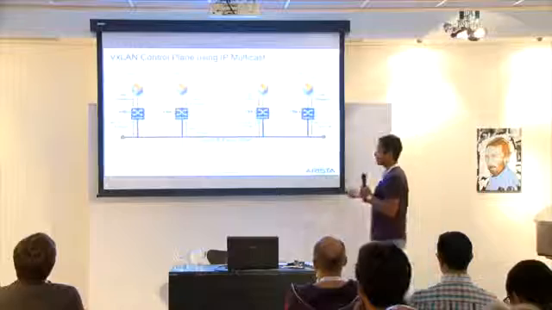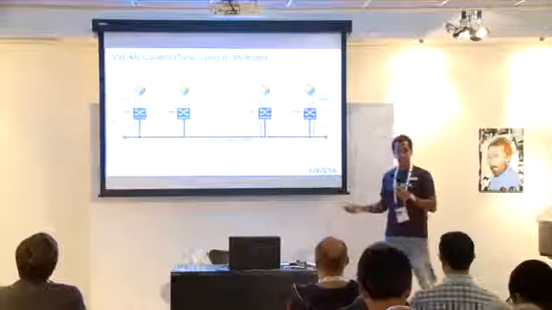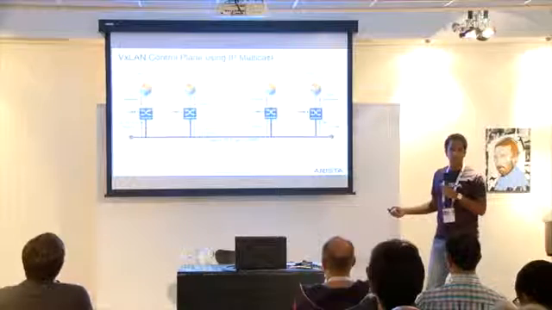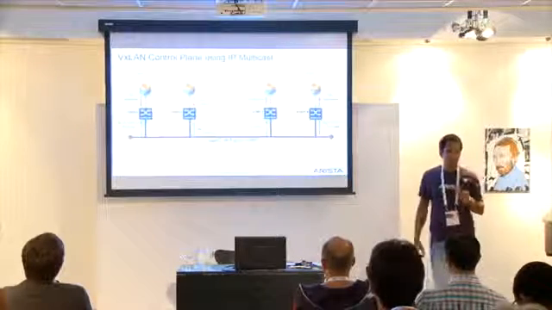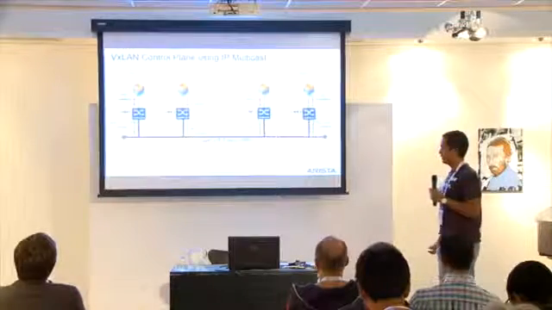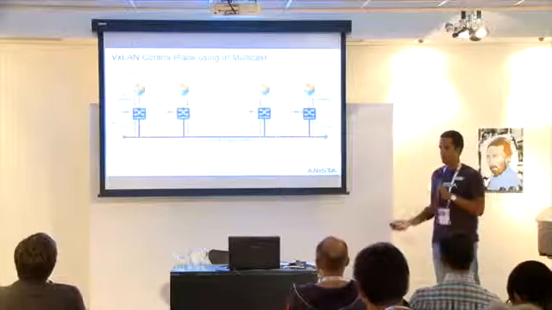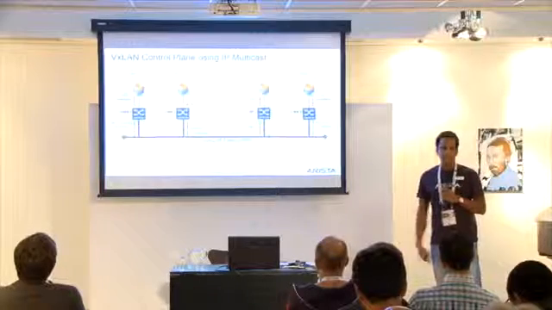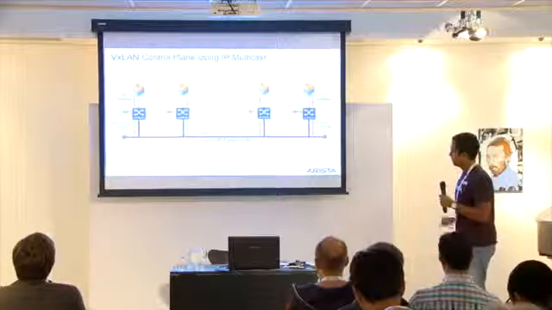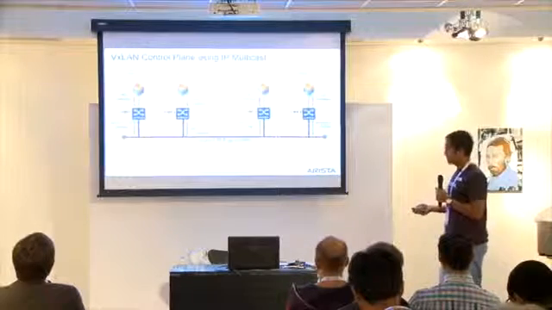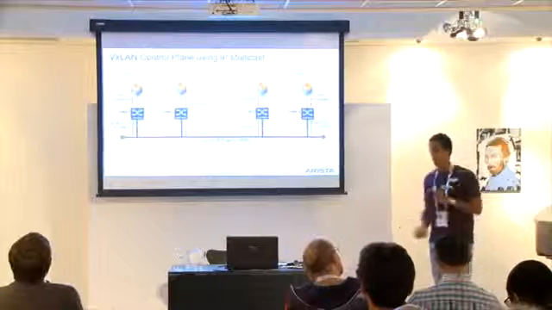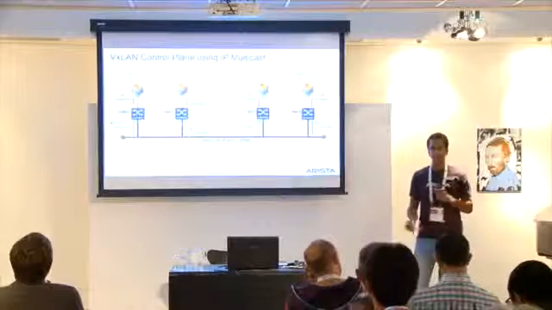One of the requirements if you're using IP multicast is that you will have to enable PIM in your network. Now, we've seen a lot of pushback from different customers saying that, okay, PIM might be a great protocol, but we don't want to enable it just to run VXLAN. So in that case, this is one of the options. And because of that reason, we basically thought, what other options do we have?